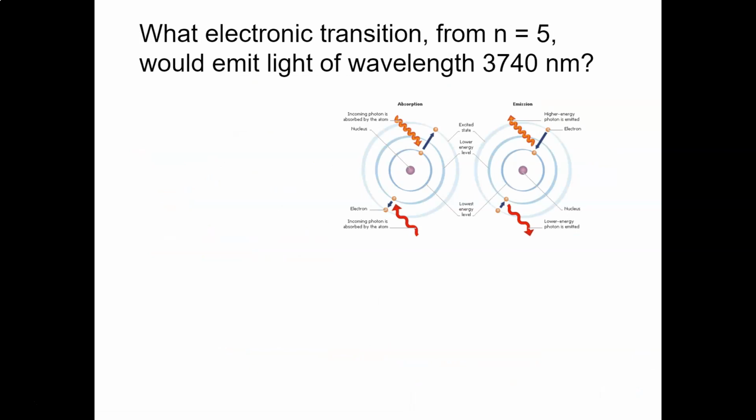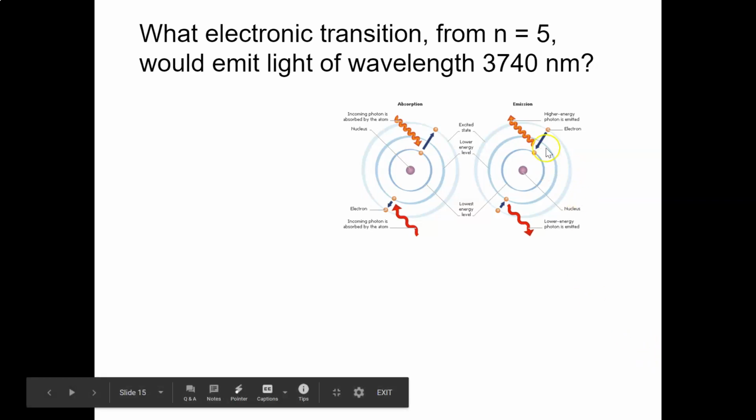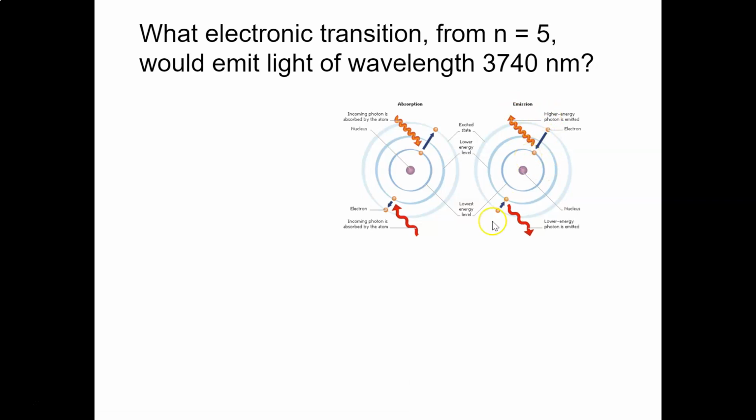So let's do an example. What electron transition from n equals 5 would emit a wavelength of light of 3,740 nanometers? So remember that in order to emit light, the electron is going from high to low. So emission happens when the electron returns to a lower energy level. Absorption happens when the electron moves up to a higher energy level.